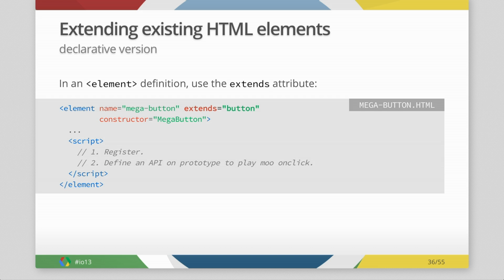How about extending existing elements? You saw in the button is mega-button demo, right? I didn't like the way button acted, so I wanted to extend it. And so the way you do that in your element definition is with one property here, just extends button. So I create the definition for mega-button, and I say extends button. That's all you're doing.